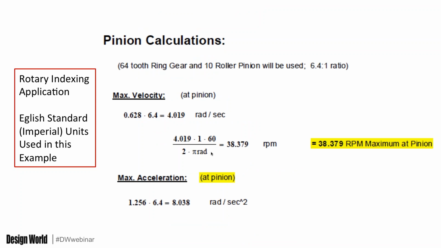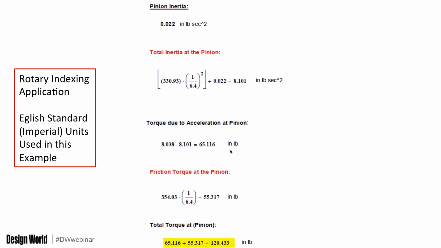Now, one of the nice features with the roller pinion system that I've been talking about is that you do get a reduction. And so in this case, you have 64 on the gear at the output, and the roller pinion has 10 rollers, so you get a 6.4-to-1 ratio. So keep that in mind, in that when you're looking at the maximum velocity again and the max acceleration, in this case, we will look at how fast the pinion is actually rotating and what the acceleration of the pinion is. And then we will take into account the inertia of the pinion.